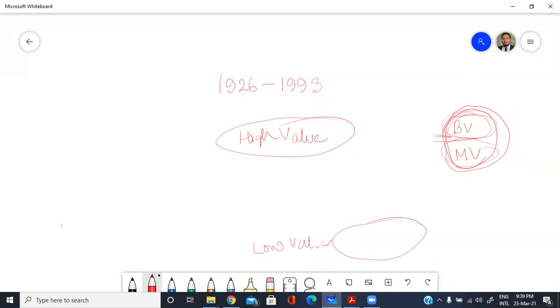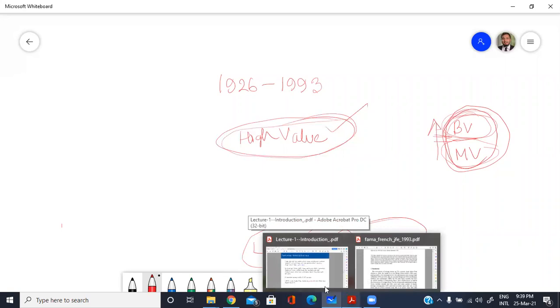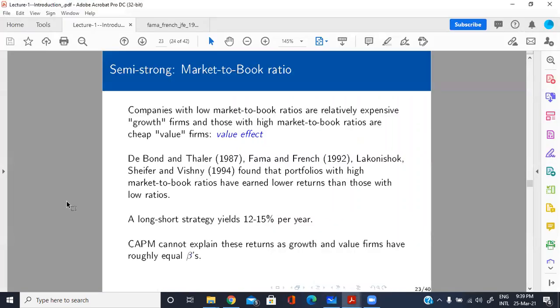Now you see, this group tends to provide higher return, high value stock. This group tends to provide lower return relative to this stock, just because of what? Because their book value to market value is higher and their book value to market value is lower. And do you think it should happen if the market is efficient, or it happens because the market is not as efficient as expected?